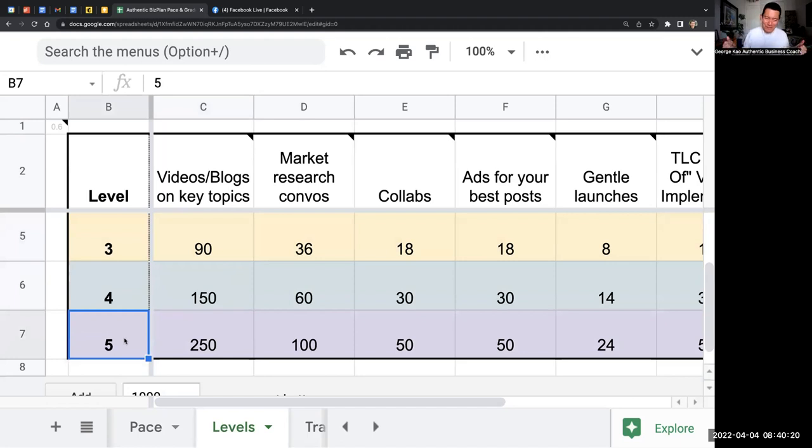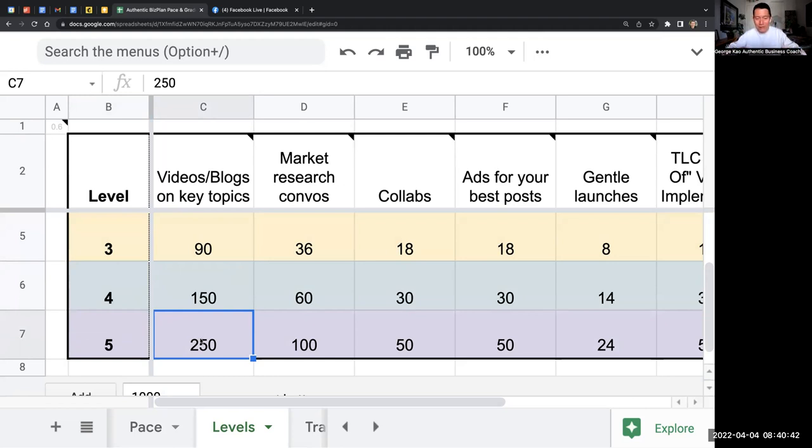Of course, there's always more levels than that. For example, I now have well over 1,000 videos and blog posts, but I noticed that once I got to level 5, or once I got to about 250 blog posts and videos, I had a full-time income. I had a waiting list of clients. It just seemed like my business got easier and easier.